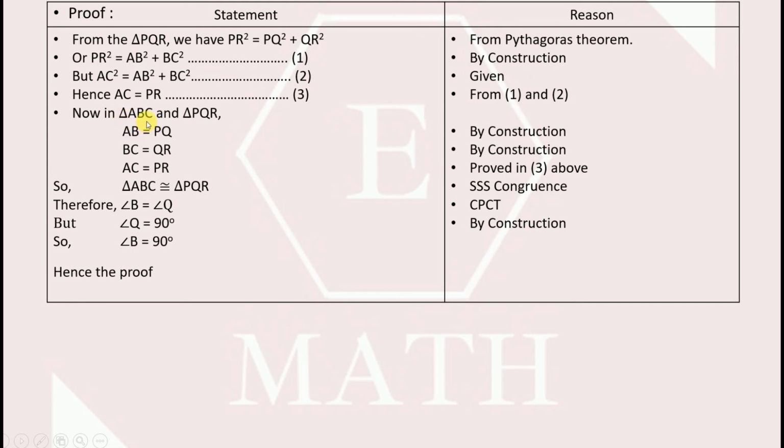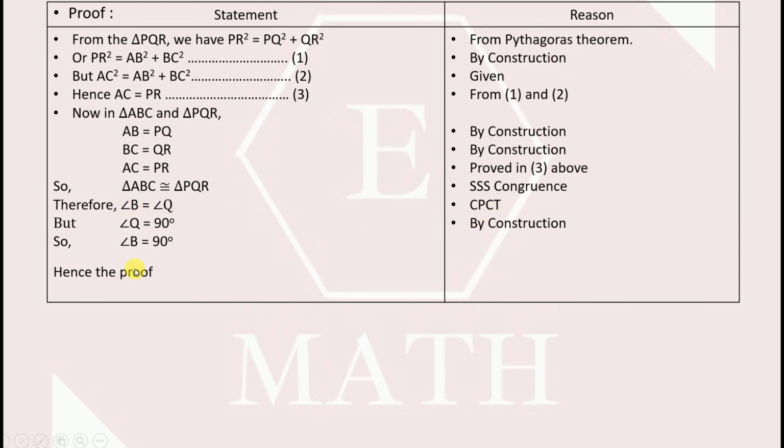Now if we consider triangle ABC and triangle PQR, we have AB equal to PQ, that is by construction, and similarly BC is equal to QR, again by construction. Also we have AC equal to PR, which is proved already in equation 3 above. Since all these three corresponding sides are equal, according to the SSS congruence rule, these two triangles are congruent to each other. So triangle ABC is congruent to triangle PQR. Therefore angle B is equal to angle Q.